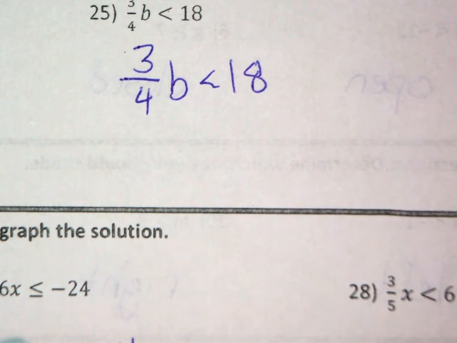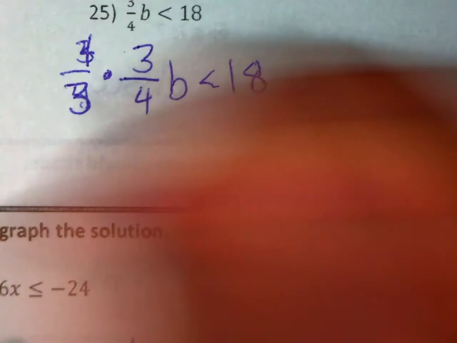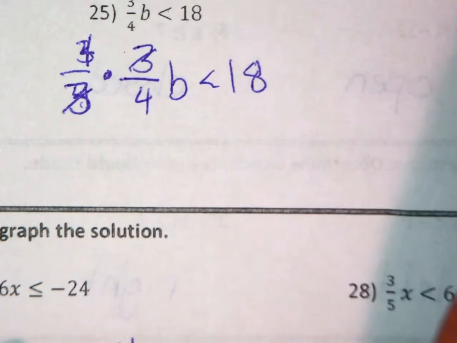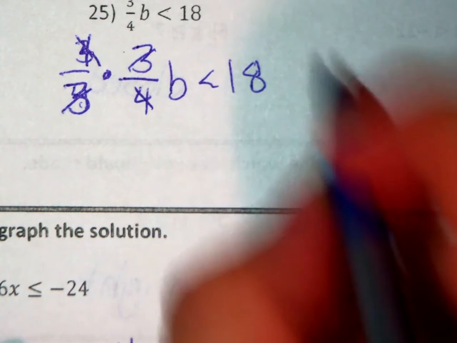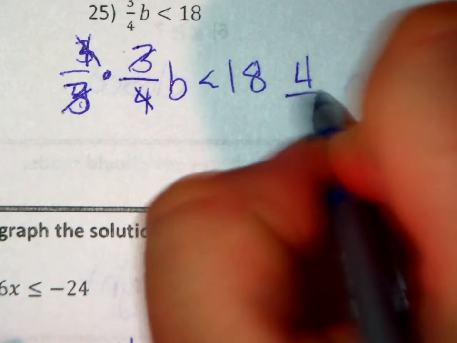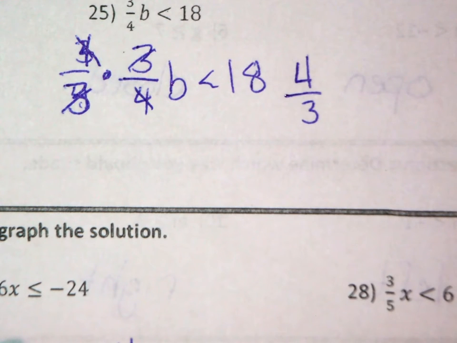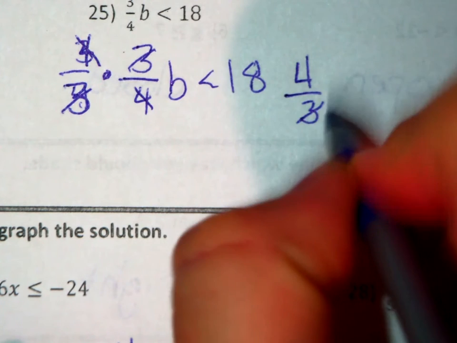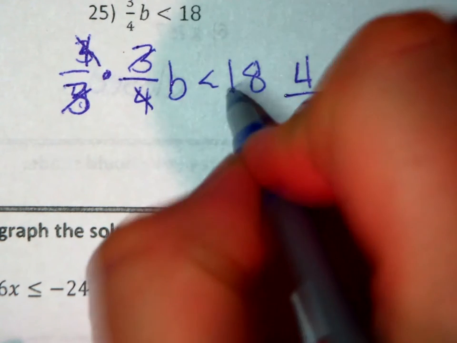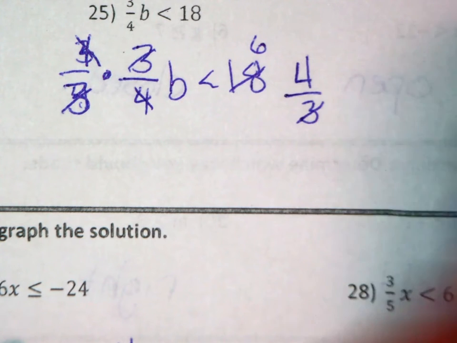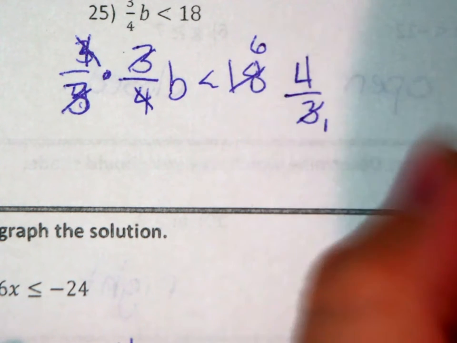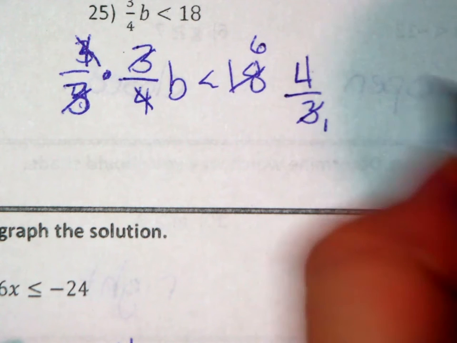The first thing I would do here is multiply my fraction by its reciprocal, by 4 over 3. Because now my 3's will cancel each other out and my 4's will cancel each other out. And anything I do to one side of the equation, I have got to do to the other. And since I like to be a good math student and simplify, I will know that 3 goes into 18 6 times. 3 goes into 3 one time. And then 6 times 4 is 24.